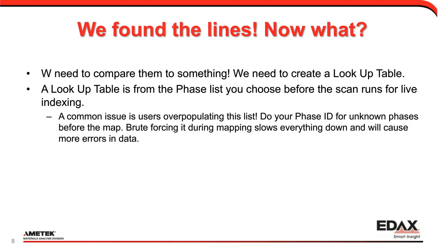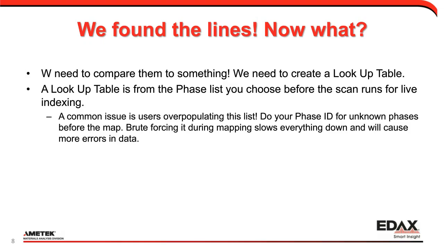Now, I will tell you that one of the most common errors that pops up with this is overpopulating this phase list. There are a couple of downsides. When you populate it, you're building this lookup table, and it has to compare each pattern and the lines found from that pattern to everything in the lookup table. So if you have 10 phases loaded, it's comparing it to all 10 phases. Always keep that in mind.